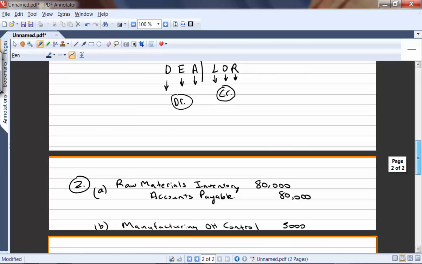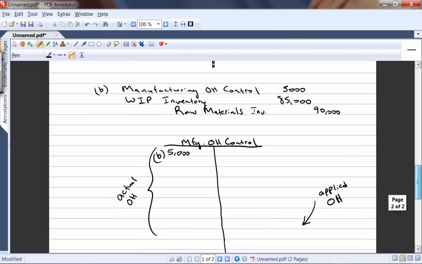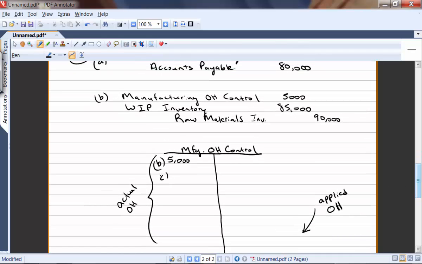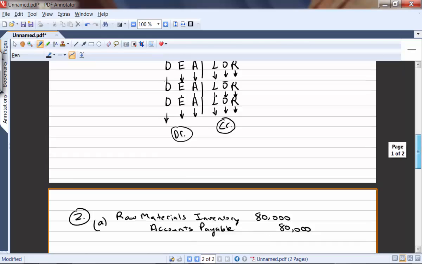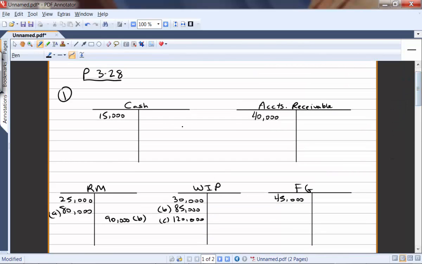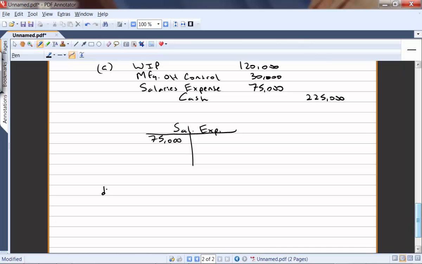So we can go put in the respective accounts 120 over here, corresponding to journal entry C, and then we put in the manufacturing overhead control account, we need to put 30, and then in the cash account, it looks like we need to put 225 as a credit. So let's go to the next one, D.